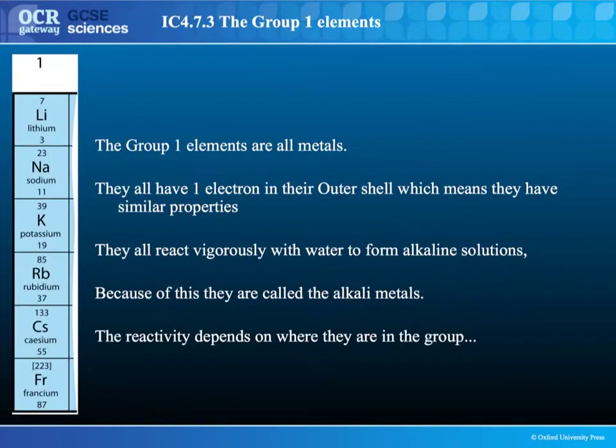Firstly, Group 1, the left hand group of the periodic table. All of these are metals. They all have one electron in their outer shell. That's where the similar properties come from. The other name that they're given, other than Group 1 metals, is the alkali metals. This is because when they react with water, they all form alkalis. They form lithium hydroxide, sodium hydroxide, potassium hydroxide, and so on. The reactivity depends on whereabouts in the group they are located.